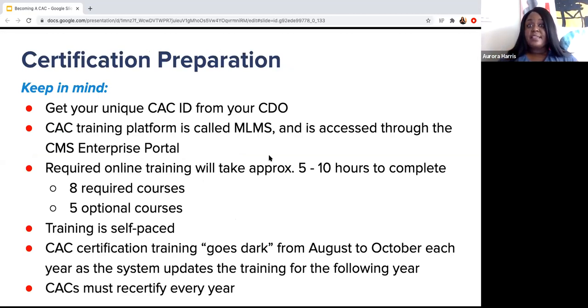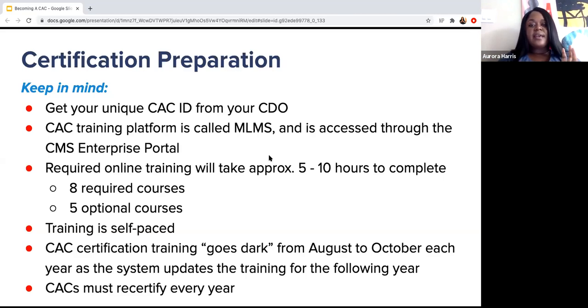The next step is preparing to get certified. So you're going to get your unique CAC ID from your CDO. And the CAC ID is something that you will use. I believe you can enter it into the healthcare.gov application. And it's also something that you can have on display, or something you can show to a client before you start working with them. I had it in a frame up at all times so that people know I'm certified to walk you through this process. I'm not here to be a broker or get you into a certain plan. I'm literally just an educated volunteer who is here to help you walk through this process.